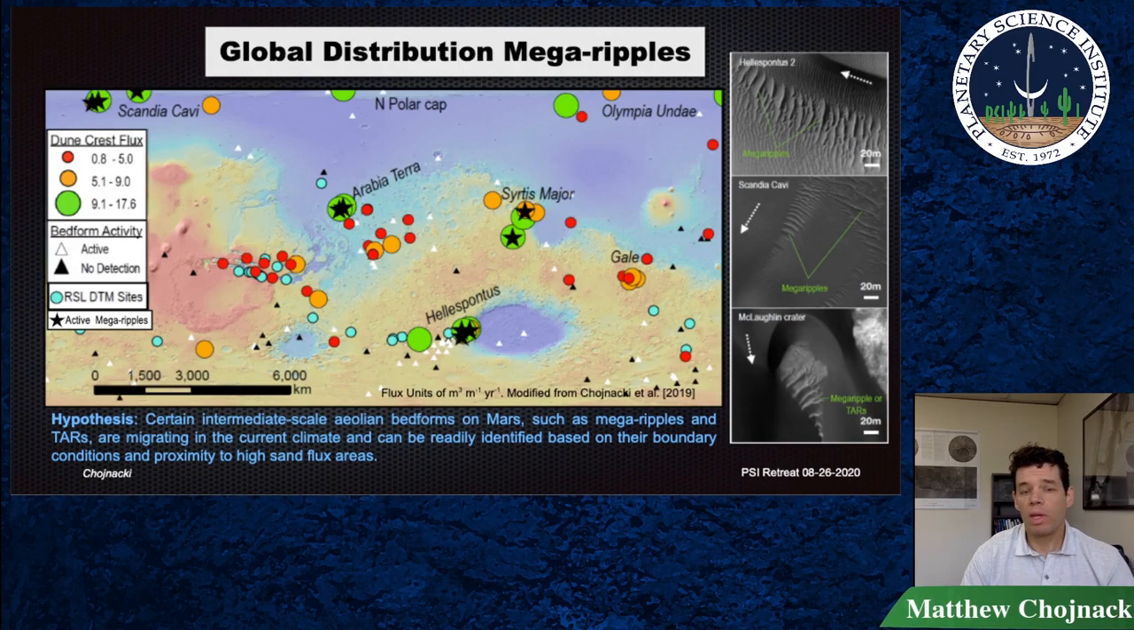Now, when we looked at mega-ripples, our preliminary investigation showed that most of these high sand flux areas also had active mega-ripples. So that was the origin of our hypothesis that certain intermediate Aeolian bedforms on Mars, such as mega-ripples and transverse Aeolian ridges, are migrating in the current climate and can readily be identified based on their boundary conditions and proximity to high flux areas. And so that's the origin of this study that we're just starting.